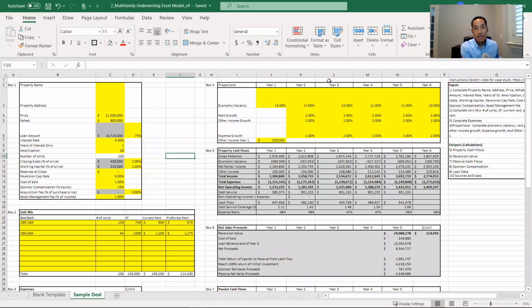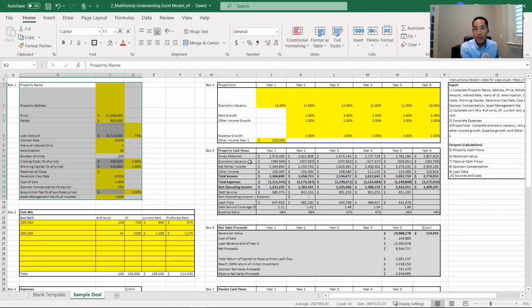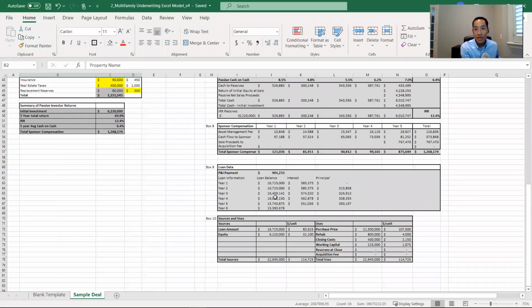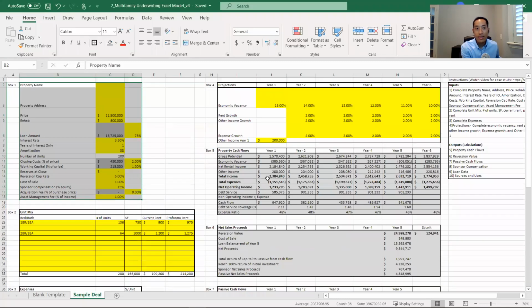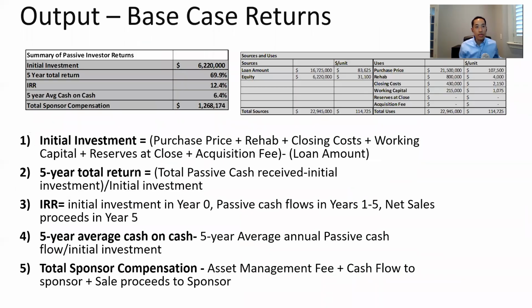So flipping back to the model, we really had four boxes, right? So we had the inputs here, the rent roll, the expenses, and then your projections in box 4, and then box 5 through 10 were really all the outputs for the deal. And so what I wanted to do in this video is go through some different scenarios on how to look at the deal and see what are the main drivers and how to make sure you firm up those assumptions, right? Because those are the things that are going to be driving the overall return.